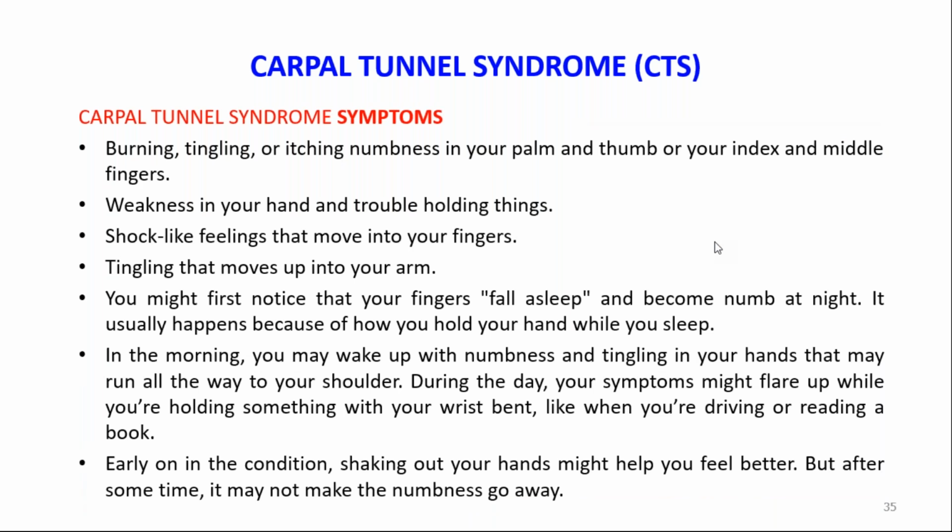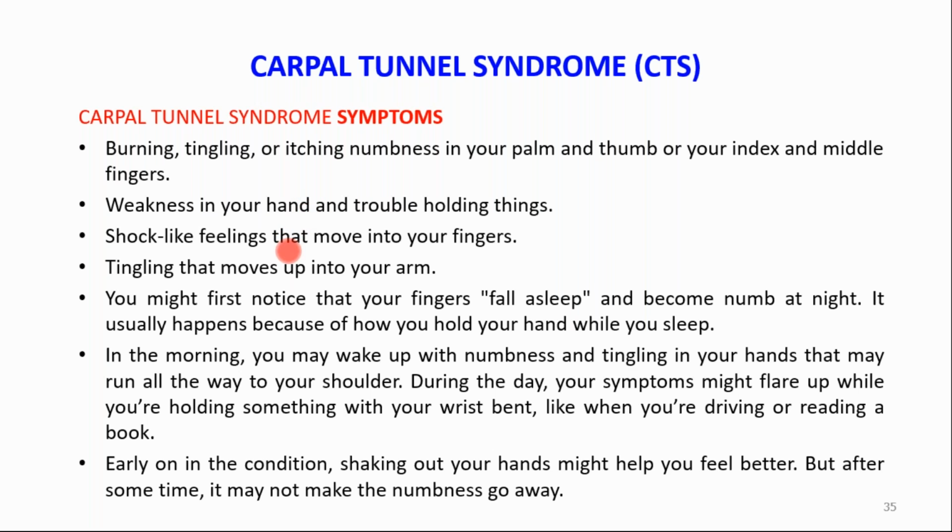So what are the symptoms of CTS? There are different symptoms: burning, tingling, or itching numbness in your palm and thumb, or your index and middle fingers. So these are some of the symptoms. Then weakness in your hand and trouble holding things. If you are facing trouble while holding tools or materials, etc., then that may be a sign or symptom of this CTS.